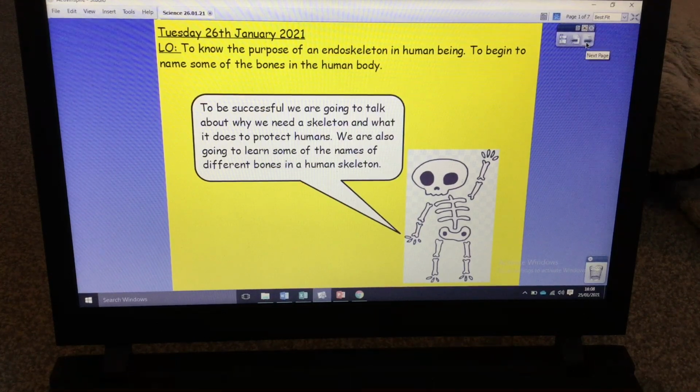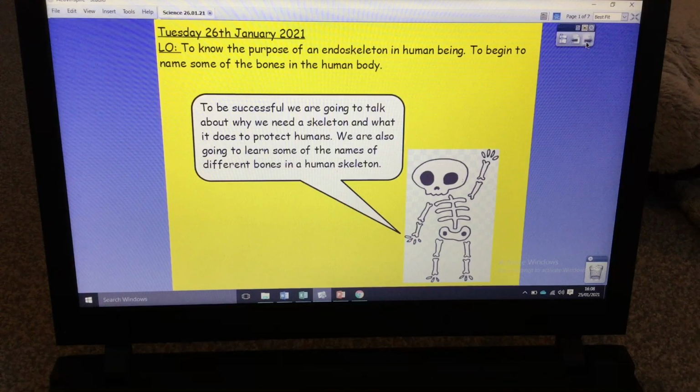Today we are learning to know the purpose of an endoskeleton in a human being. We are learning to begin to name some of the bones in the human body. To be successful today, we are going to talk about why we need a skeleton and what it does to protect humans. We are also going to learn some of the names of different bones in a human skeleton.